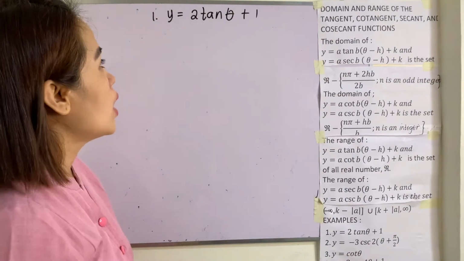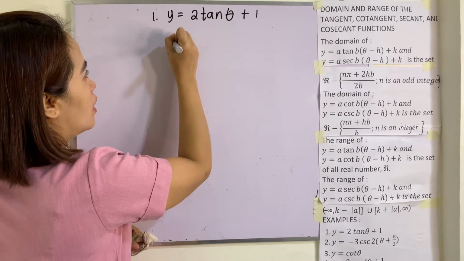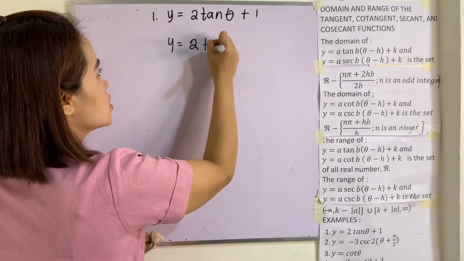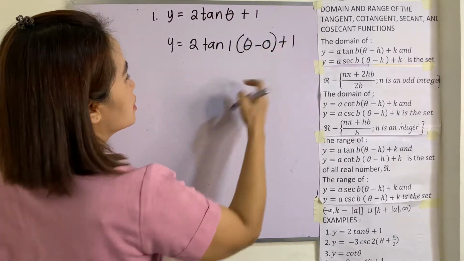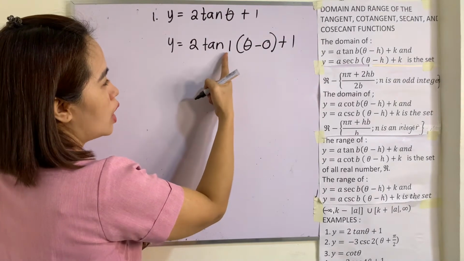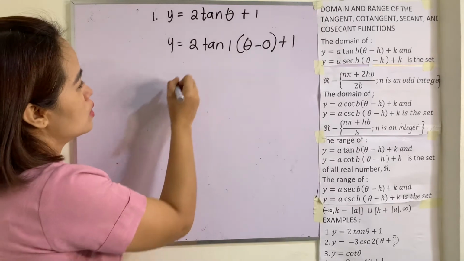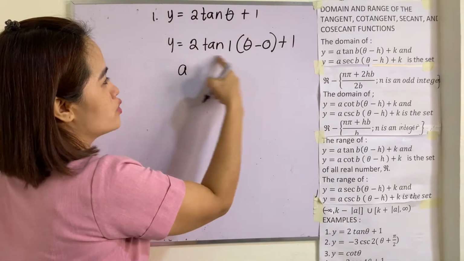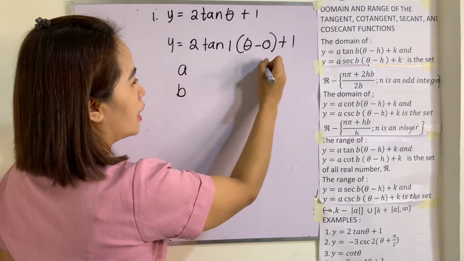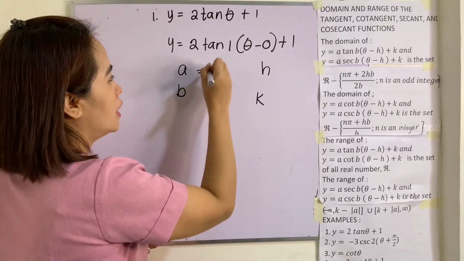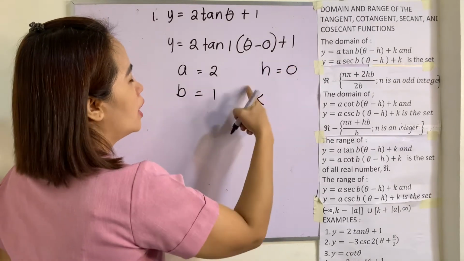Number 1, y equals 2 tangent theta plus 1. We need to rewrite it this way: y is equal to 2 tangent of 1 times theta minus 0, plus 1. Theta minus 0 is theta times 1 is theta. So therefore that is 2 tangent theta plus 1. For us to be able to identify the a, you have to write it this way: A, and then B, and then H, and then K. So our A here is 2, our B is 1, our H is of course 0, and our K is 1.